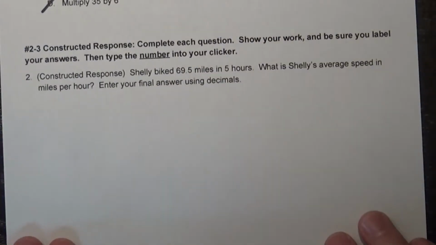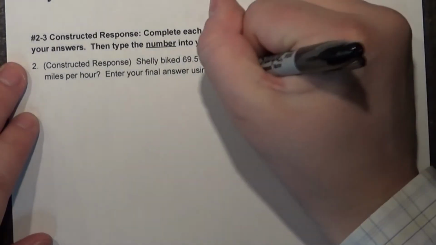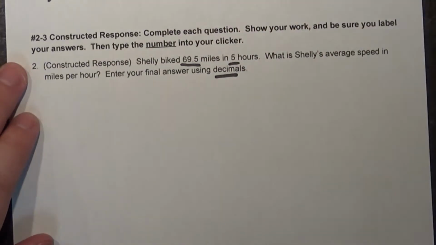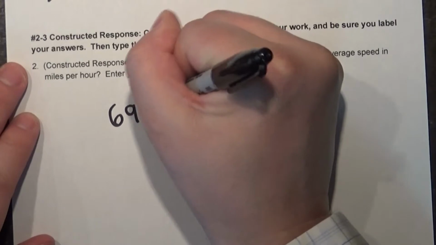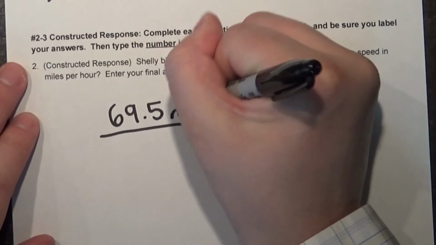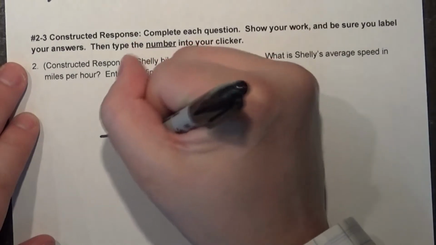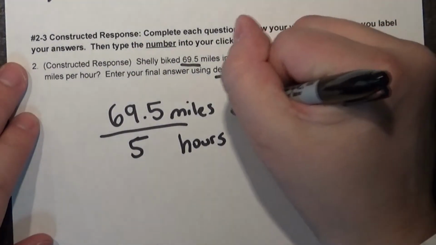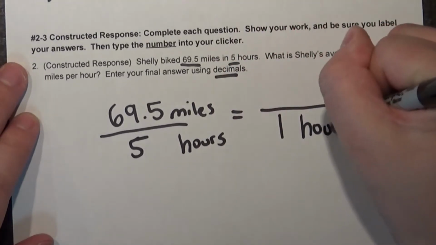All right, so I know that she biked 69 and 5/10 miles in 5 hours. I'm going to write this out as a ratio. That's going to be miles to hours. That's 69 and 5/10 miles in 5 hours. Now I can create an equivalent ratio, which is really going to be a unit rate. And that's going to be a certain number of miles to 1 hour.